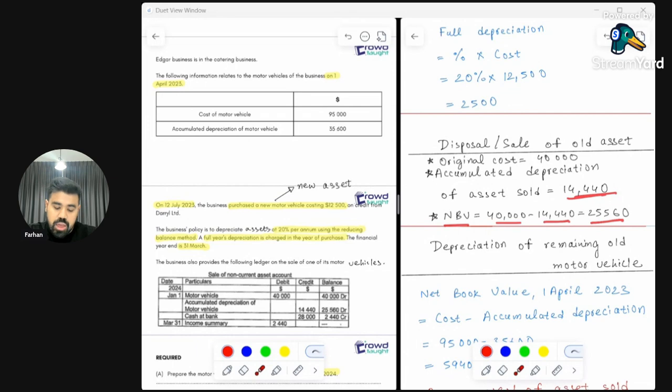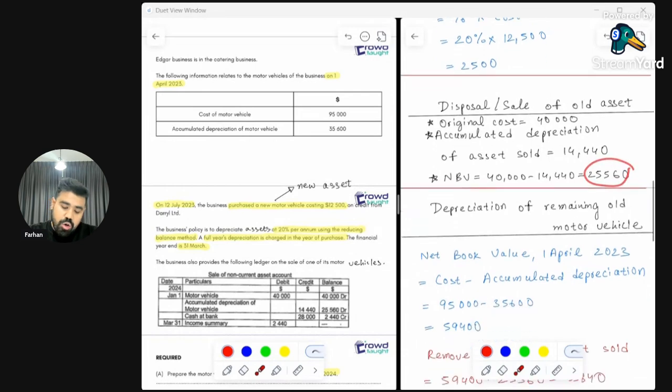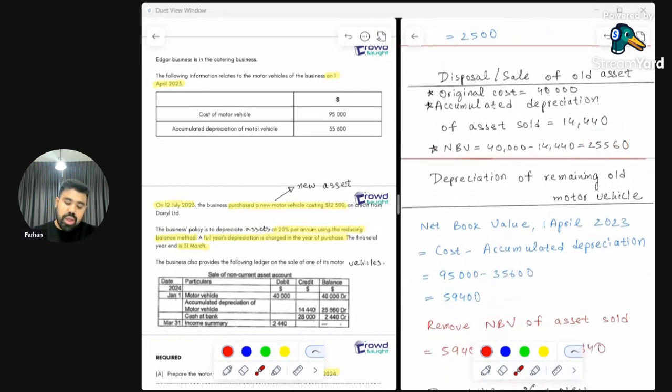Okay. Now, make sure to check my other videos where I have prepared the sale of non-current asset ledger accounts so you can get a clear understanding on how to interpret similar ledger accounts. Okay. All right. So the net book value of the asset which we had sold is 25,560. Now, we want to depreciate the remaining old motor vehicle. Remember that the asset which we had sold has no depreciation in the year of sale, okay?